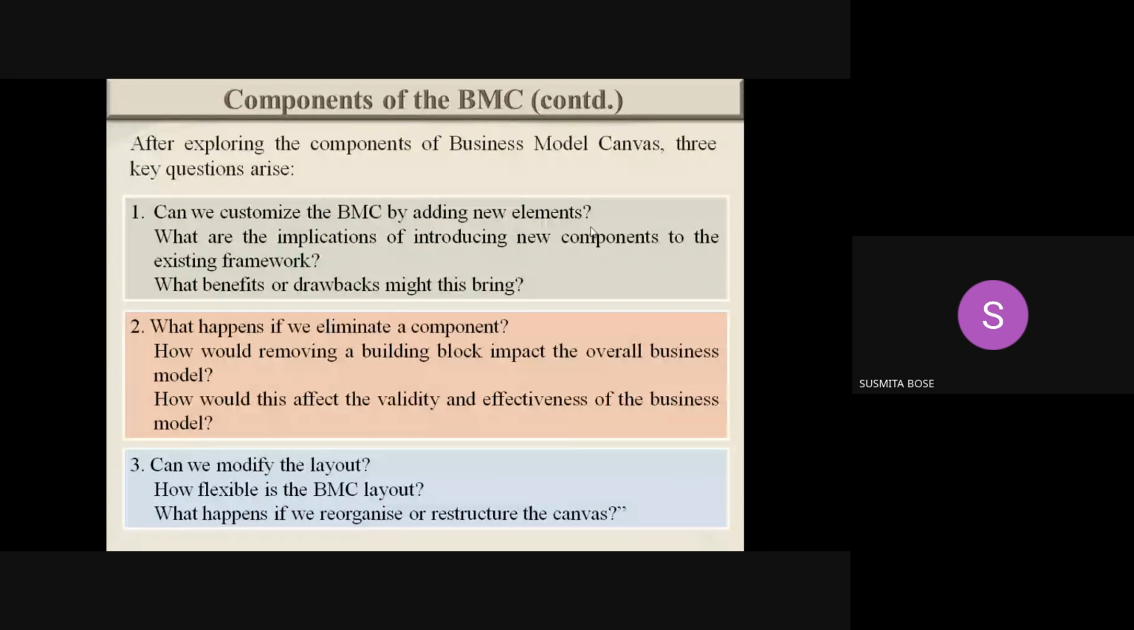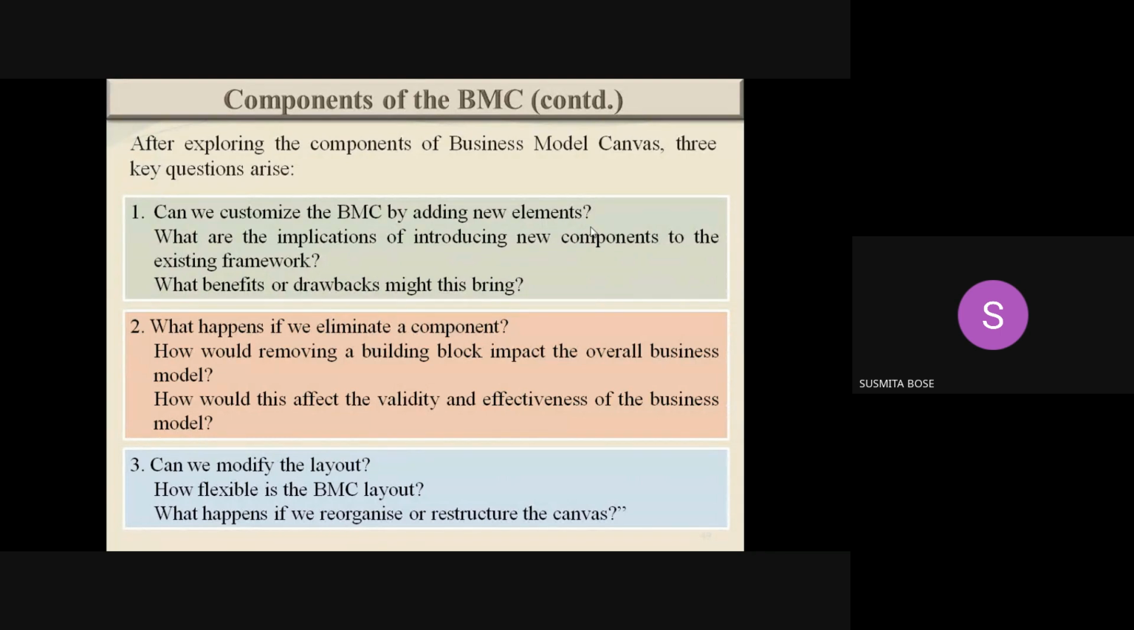The second question might come: what will happen if we eliminate a component? How would removing a building block impact the overall business model? How would this affect the validity and effectiveness of the business model?